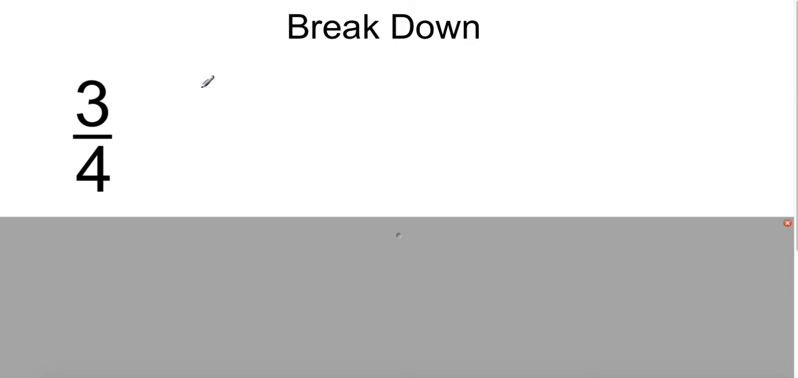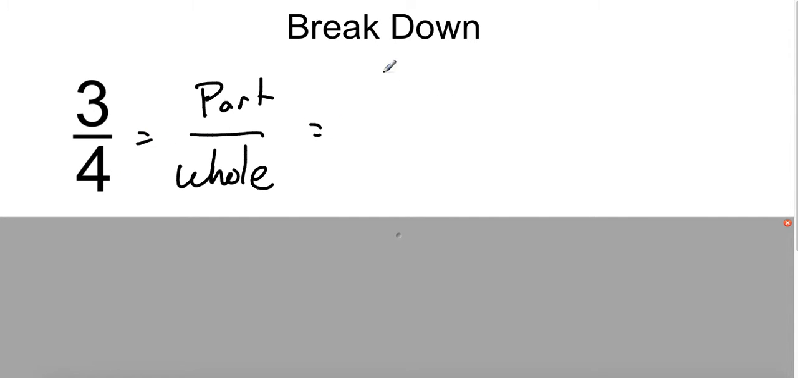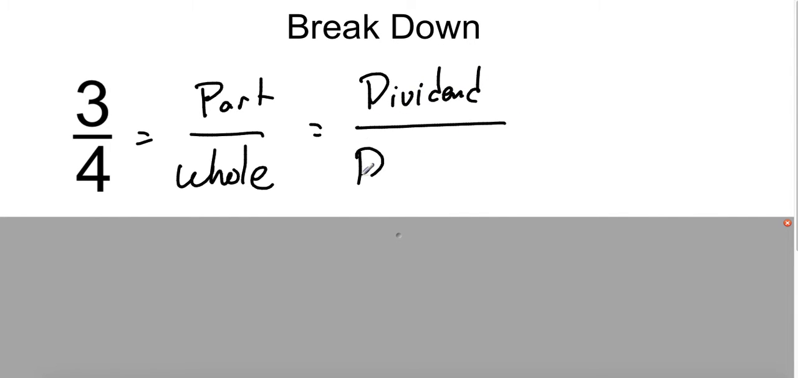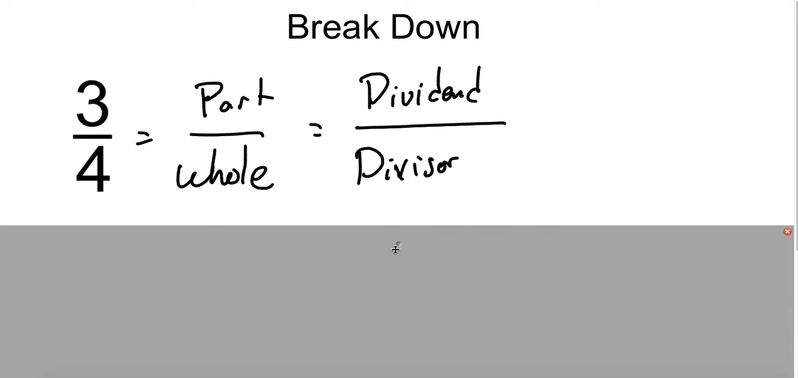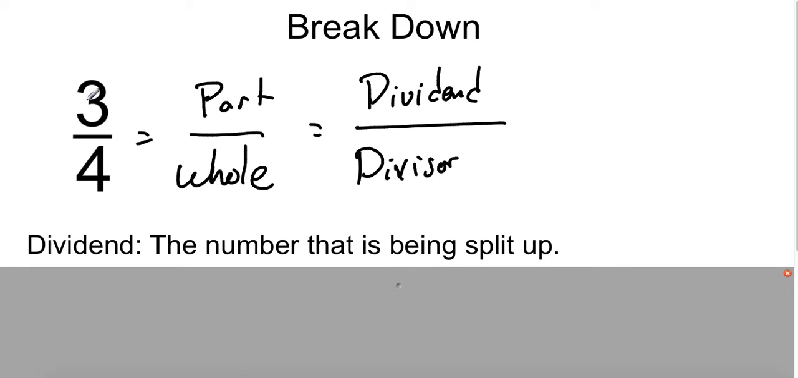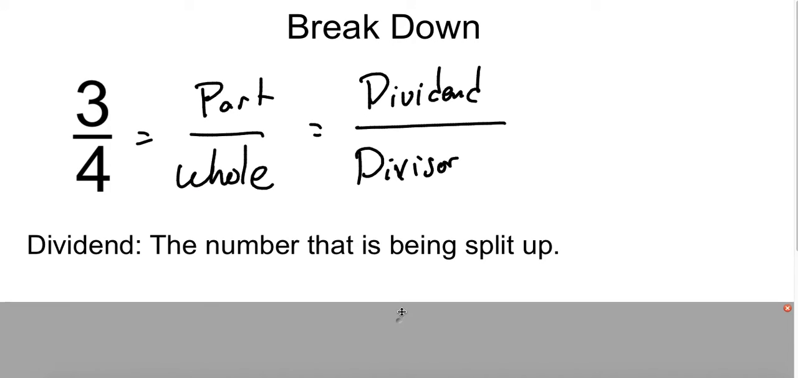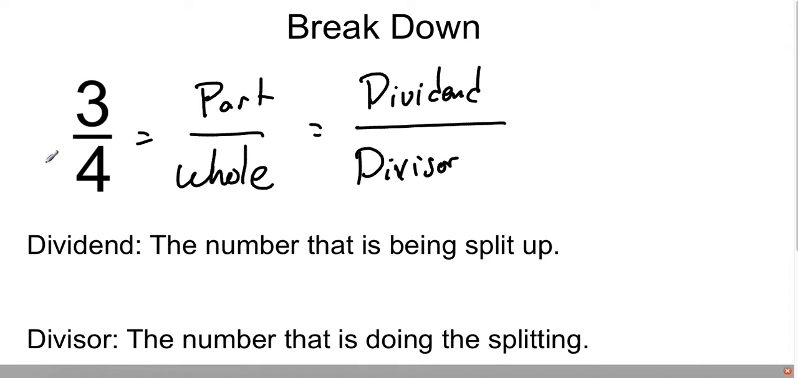So in the fraction 3/4, we've talked about this being a part of a number over the whole of a number. So maybe we can say 3 people out of 4 have red hats. But I want you to also think of this as a dividend over a divisor. Now, what a dividend is, it's the number that's being split up. So I'm splitting up a 3 into equal pieces, and I'm doing that by the divisor of 4. So 4 is the number that is actually doing the splitting.